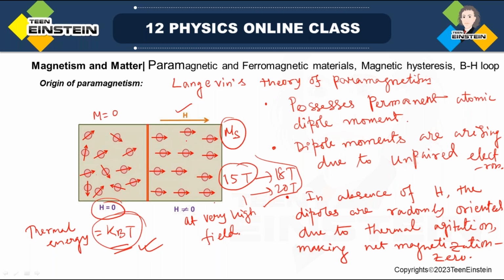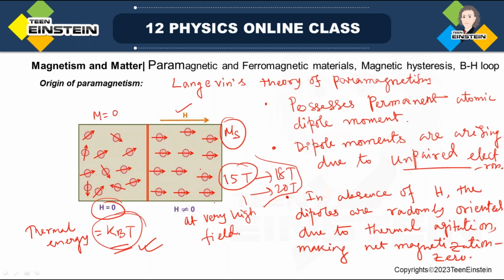So this is the origin of paramagnetism. What is the main origin of paramagnetism? That is the permanent atomic dipole present in the paramagnetic substance due to unpaired electrons. So that is the origin of paramagnetism.